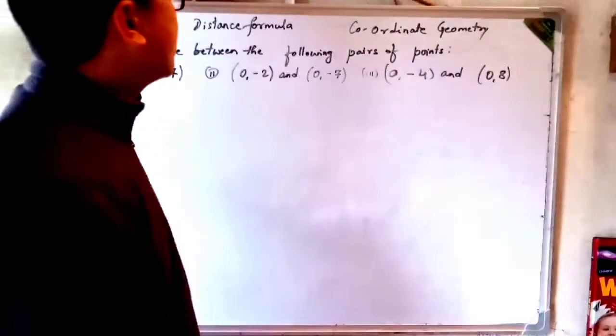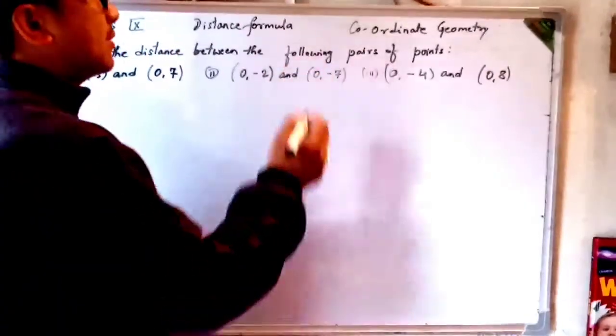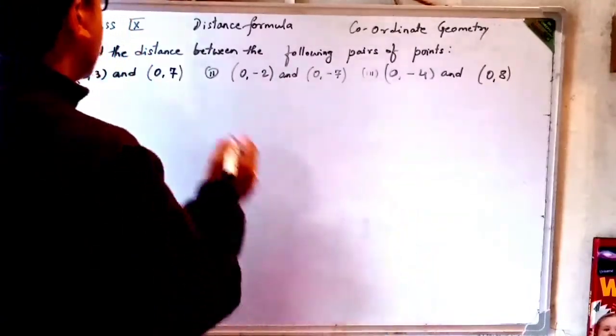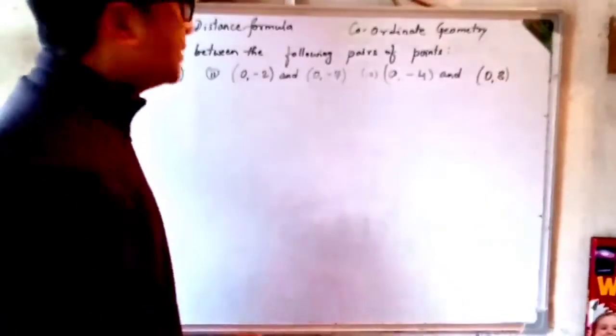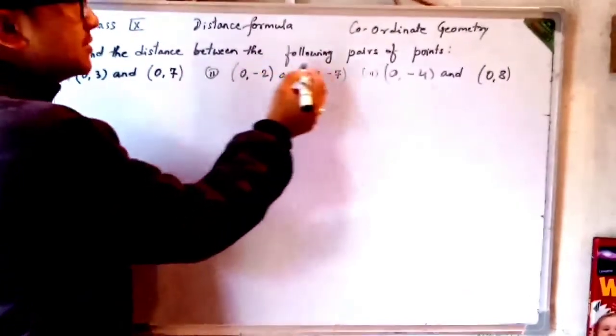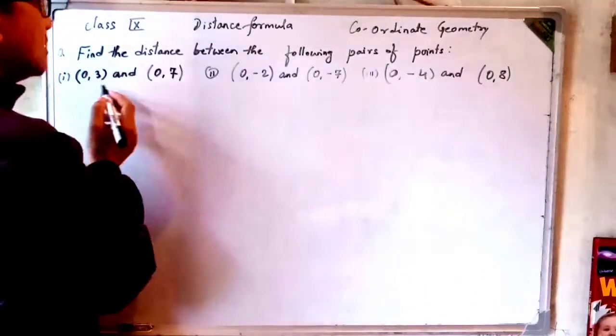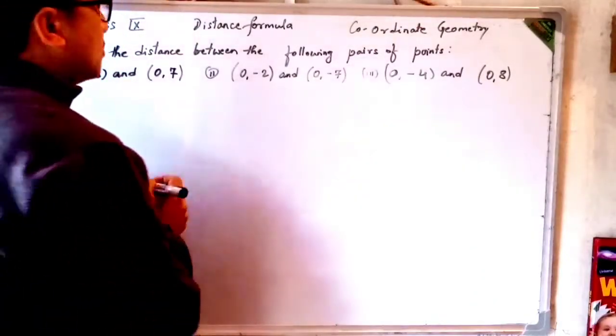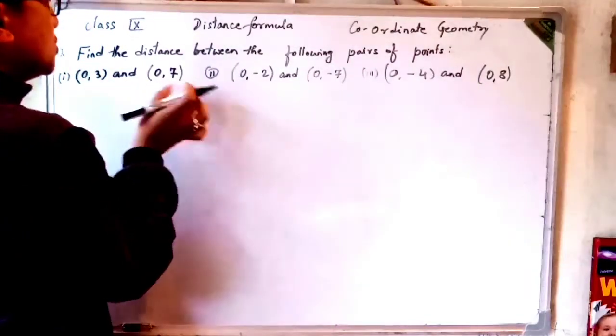Hello student, today we are going to do distance formula coordinate geometry some questions from class 9. The question is: find the distance between the following pairs of points. First question is (0, 3) and (0, 7). We have to find out the distance between these 2 points.